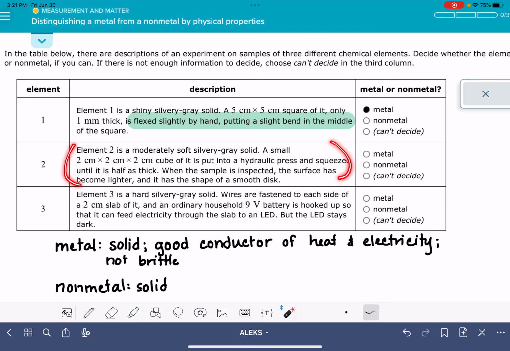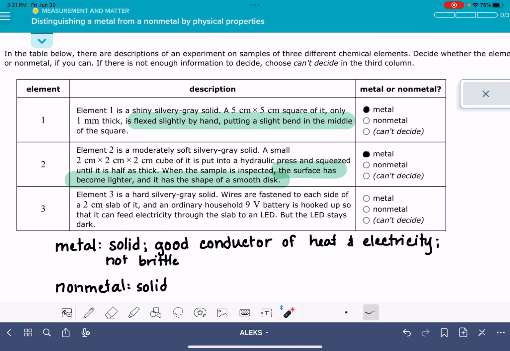So element number 2, it says that it also is a solid. It's put into a hydraulic press and it is squeezed. And after it's done being squeezed, the surface has become lighter, its shape has changed, but most importantly, it didn't break. It just kind of mushed into a different shape. That is a characteristic of a metal. So I would say that all of this right here is the parts that make me think that this is a metal.